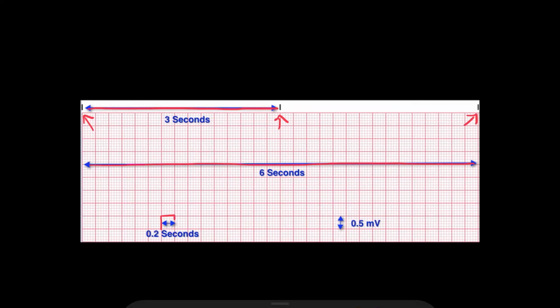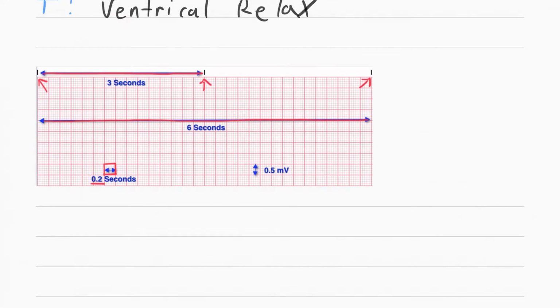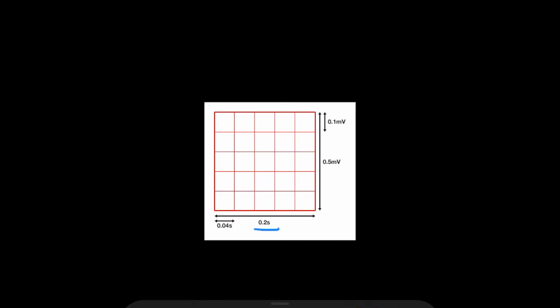We also have little boxes here. Every single little box is worth 0.2 seconds. If we zoom into that little box, we see that it has even more tinier boxes, each one being worth 0.04 seconds.